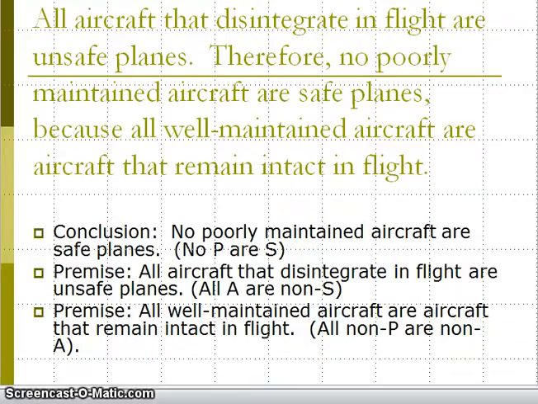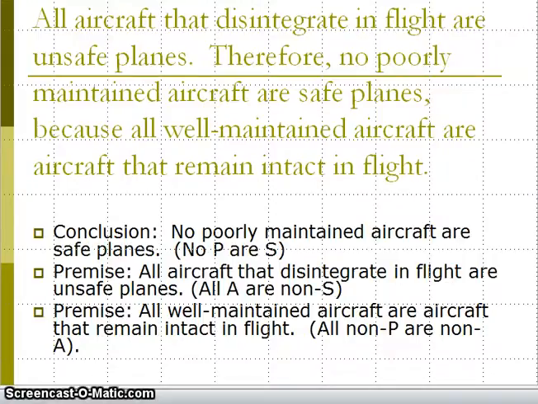So we're going to call that no P are S. You can see that right down here, no P are S. Our first premise is that all aircraft that disintegrate in flight are unsafe planes. We haven't used a phrase regarding aircraft that disintegrate in flight, so we're going to call that A. But we have talked about safe planes, so an unsafe plane would be a non-S. So our first premise will be all A are non-S.